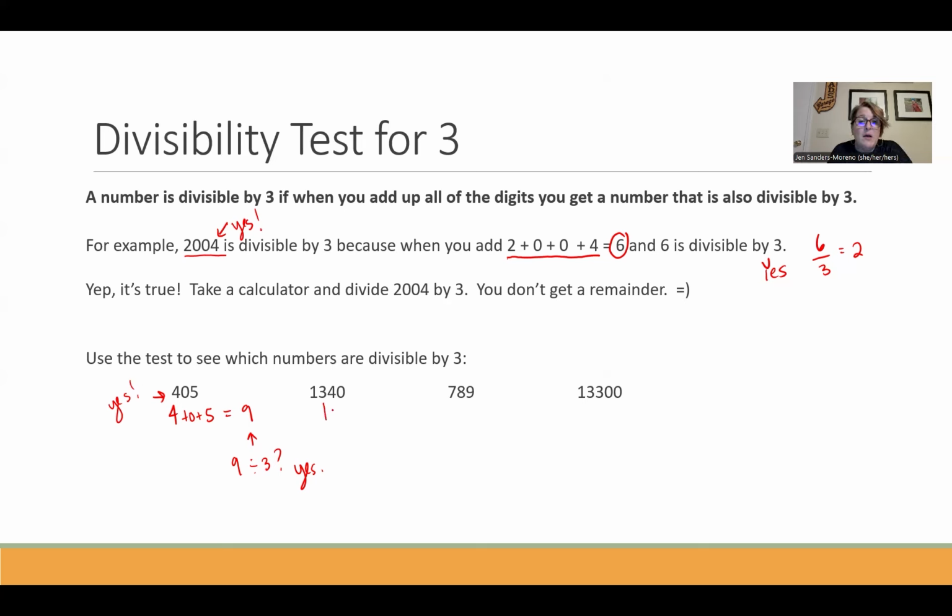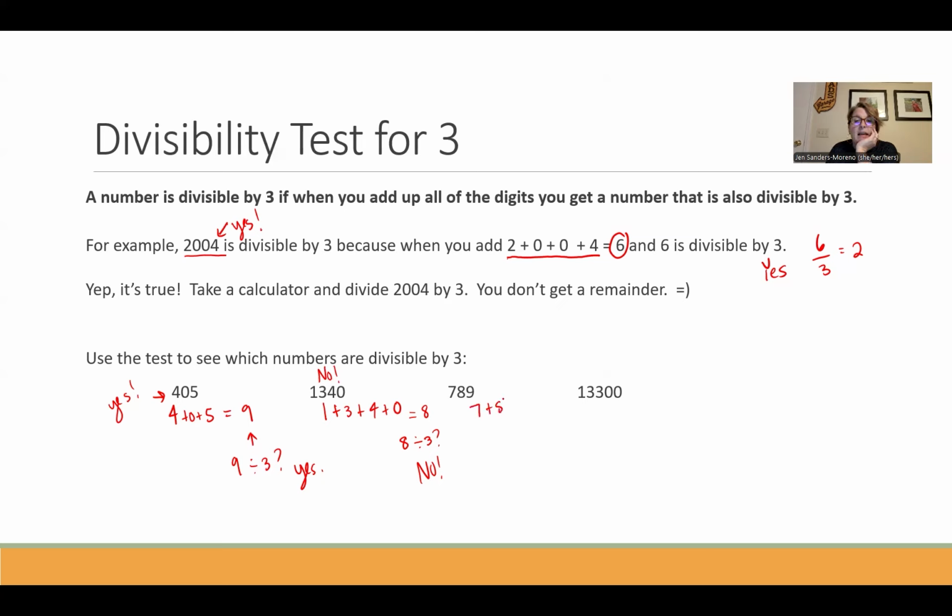All right, let's go to this one. 1 plus 3 plus 4 plus 0. Okay, so 1 plus 3 is 4. Add another 4, I get 8. 8 is not divisible by 3. So if I get a no here, it means that the original is a no. Crazy, right?